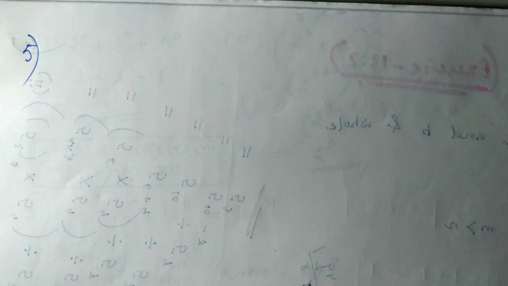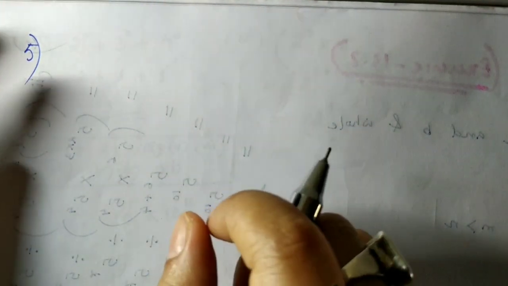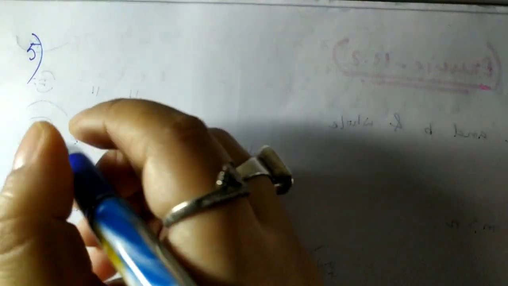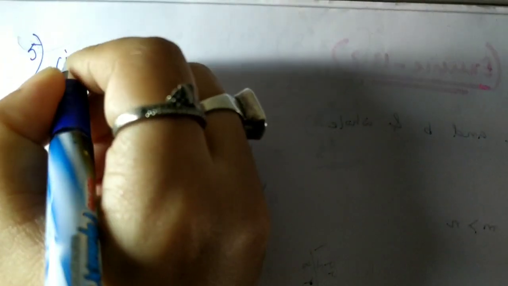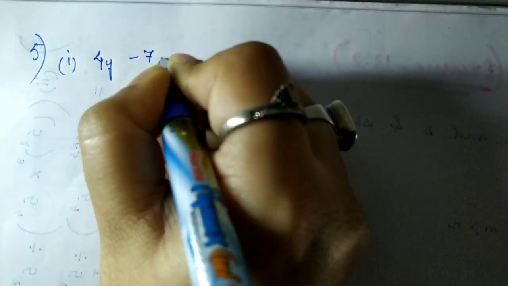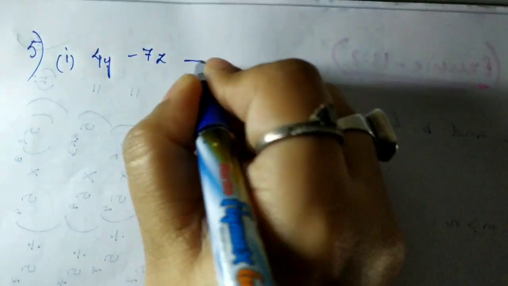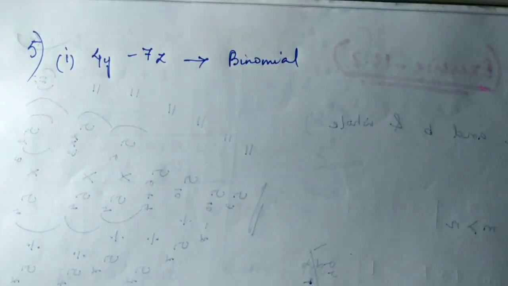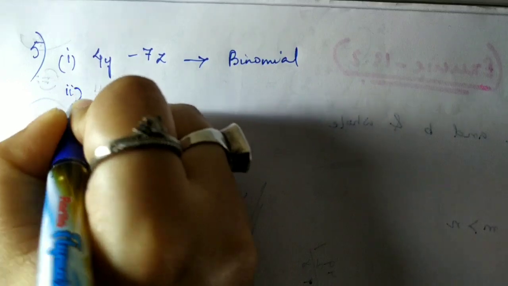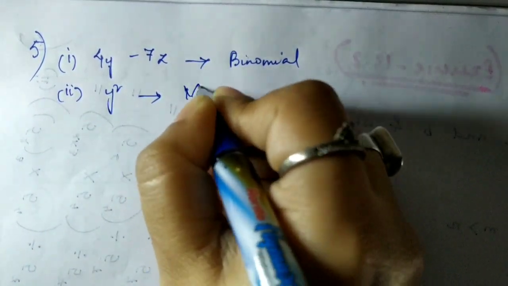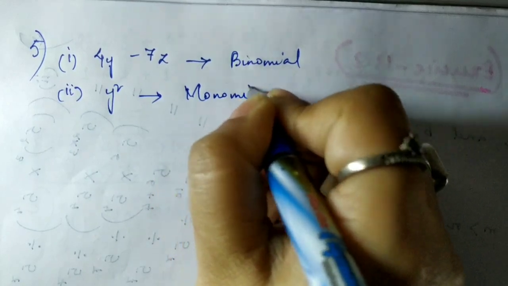Now question number 5 is given. Classify the following into monomial, binomial and trinomial. Monomial means having one term, binomial means having 2 terms, and trinomial means having 3 terms. So the first one is 4y minus 7z. So what is it? 2 terms. So it's a binomial, right? For the next one, it's given as y square. How many terms does it have? 1. So it's a monomial, right?